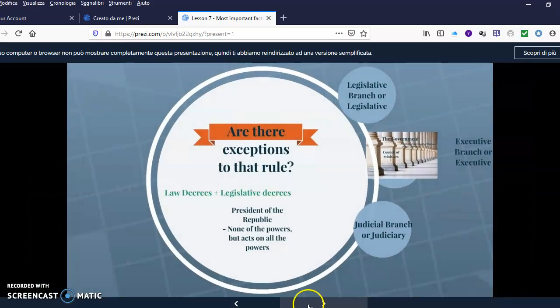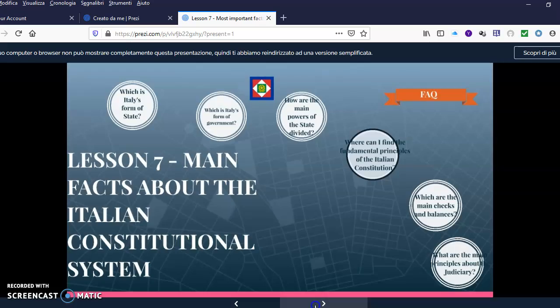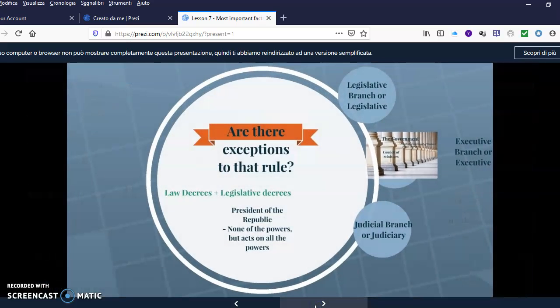Okay. Well, how are the main powers of a state divided? We said separation of powers. We have three main powers, three different organs.